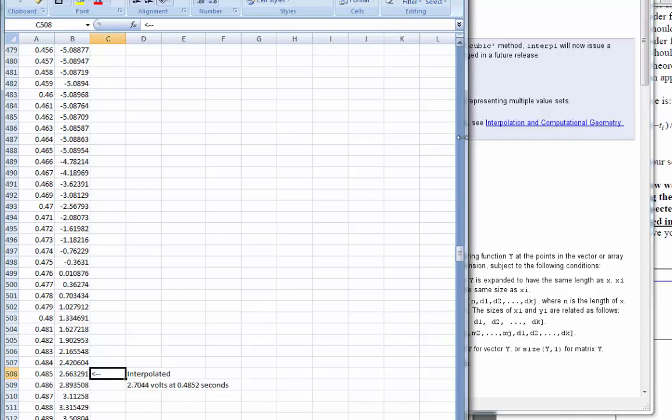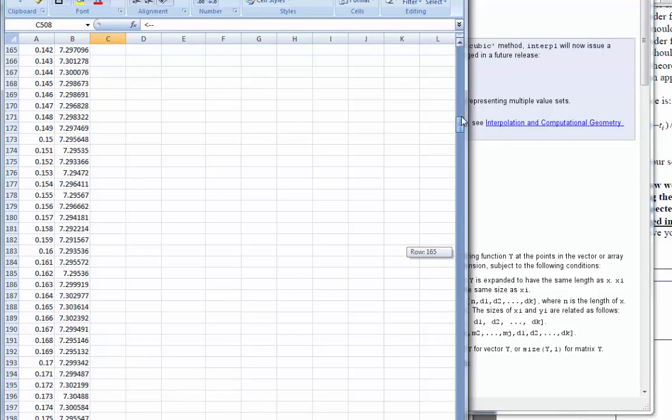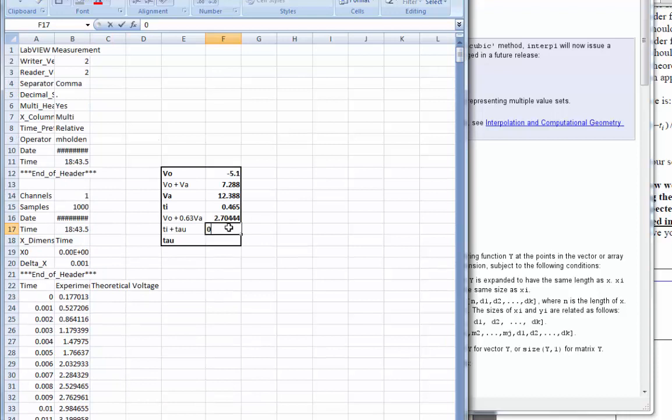So I'm going to go back up to where I'm recording my data. Ti plus tau is 0.4852, which means my tau is this minus ti: 0.0202 seconds. The rest are in volts. So these are the constants that I need now to calculate my theoretical voltage.